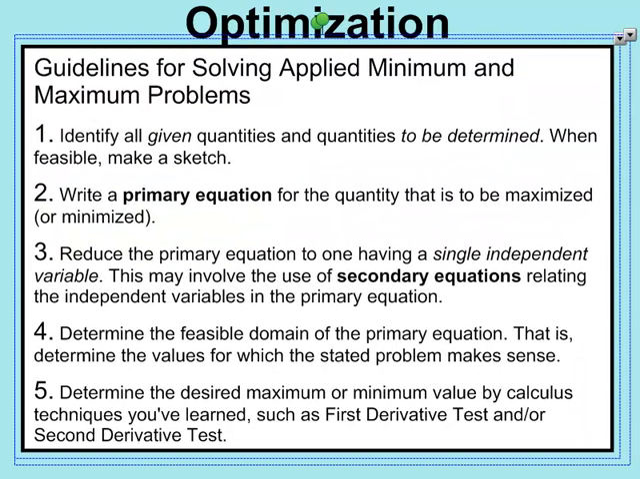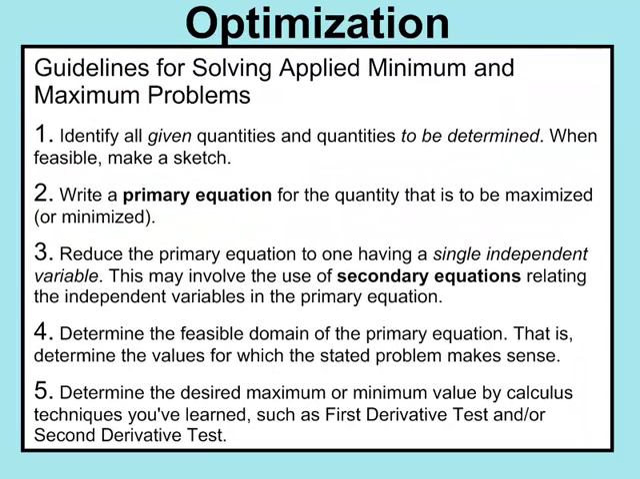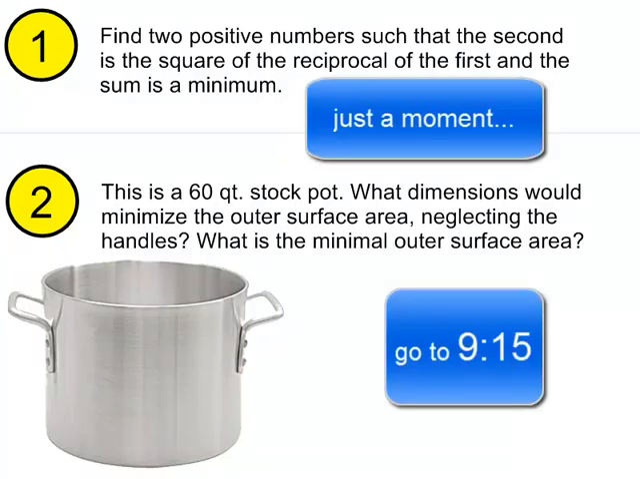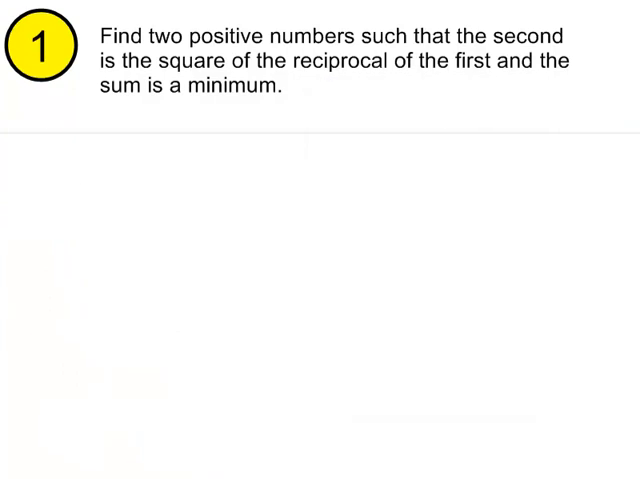Optimization is often called applied minimum and maximum problems, and our textbook does include these general guidelines, which I'll roughly adhere to, so I suggest you have them by your side as we go through this. Here are the two exercises we will cover today. Let's get that out of the way and begin.